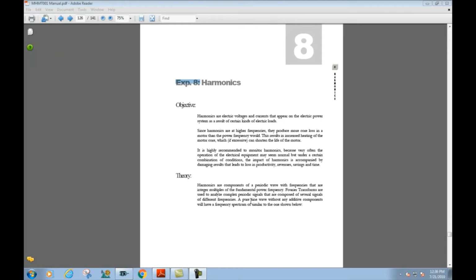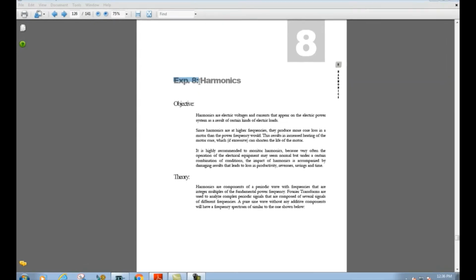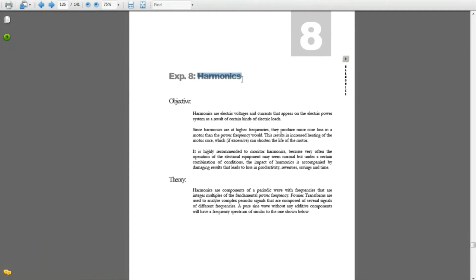Today we're going to study experiment number 8 in the machine health monitoring section, and this is harmonics. So what's harmonics? Harmonics are electric voltages and currents that appear in the electric power system as a result of certain kinds of electric loads. To define harmonics, they are components of a periodic wave with frequencies that are integer multiples of the fundamental power frequency.